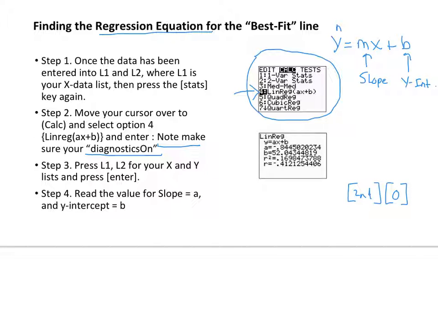So in step 3, we make sure that we press L1, L2 for your XY list when we actually enter in linreg. And then we press enter and we get the following screen. And here is our mx plus b. A is our slope in this case, and b is our y-intercept. And of course our correlation, which we've already discussed, is there, and it's a negative 0.412.